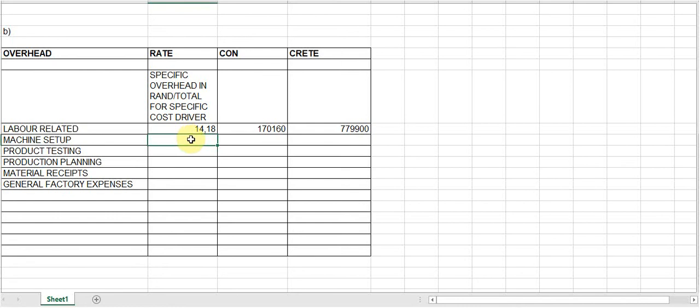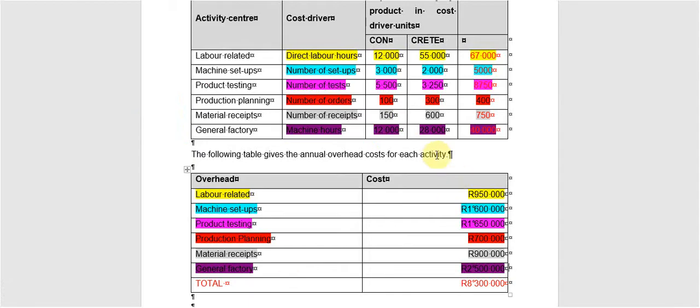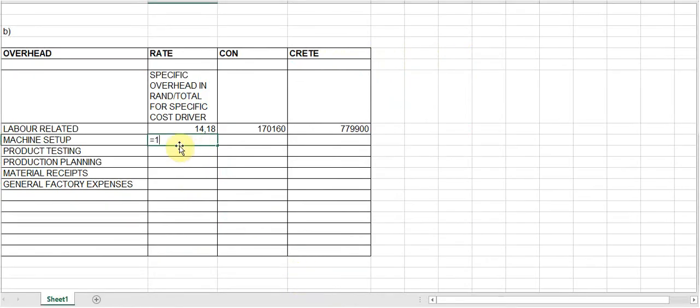Right, moving along to the machine setups. The machine setups was 1.6 million, and the cost driver is 3,000 and 2,000, which added up to 5,000. So I'm going to take the total cost of 1.6 million, and I need to divide it by the total, which was 5,000. That gives me 320 Rand, and in each instance I now need to times by the machine setups for that specific product. For Con it was 3,000, and for Crete it was 2,000.